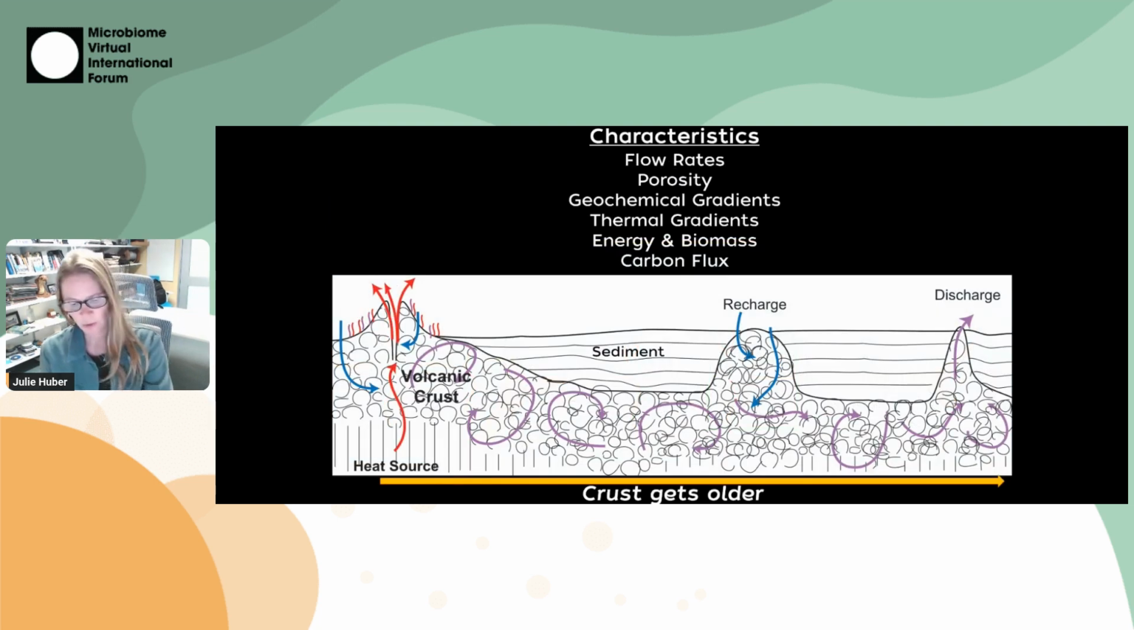Luckily, I'm assuming there's no geologists in the audience, but this is a terrible diagram if you're a geologist, but it's really important because as ocean crust ages, the parameters of how life has to get by change a lot. As you move away from the crust, from left to right, microbes have to deal with different things. The characteristics of the water rock reactions change. So the flow rates, the porosity or how much space is there, the energy available, the thermal gradients, the biomass and the carbon flux. And so shown here are how these broad characteristics might change as you move from a mid-ocean ridge off axis.